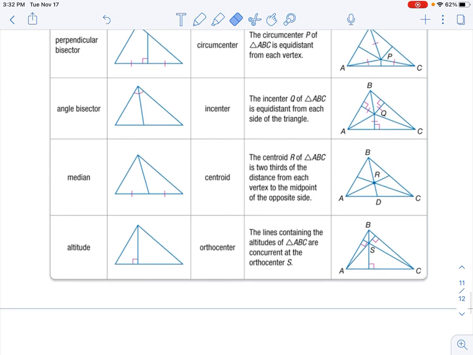We also have the median, where it comes from a vertex and then straight down, or comes from the vertex and then makes a midpoint on the opposite side, creating two congruent segments. That's the centroid, and we have the 2/3 idea. And then we have our altitude, which creates the orthocenter. Nothing super special there, but it does exist.